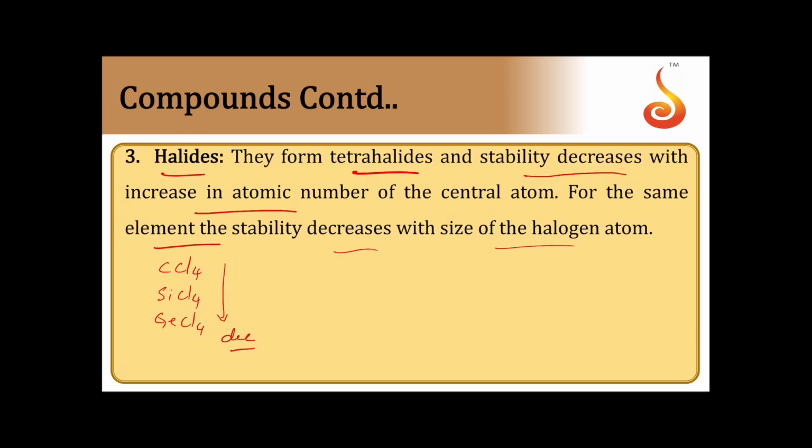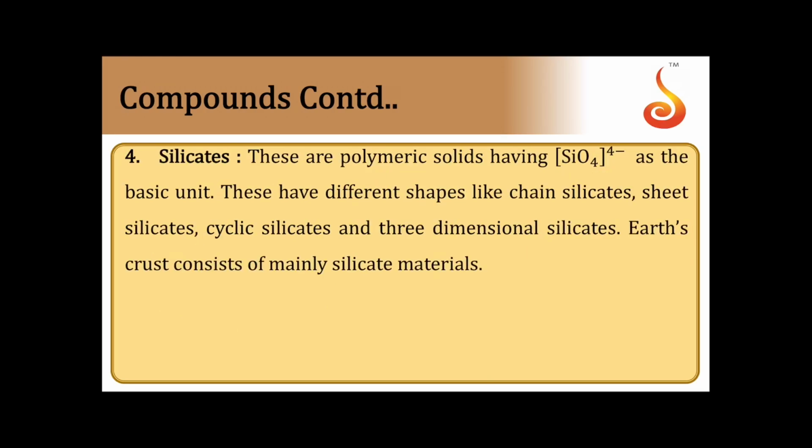Now when you take a particular atom, say CCl4, then CBr4 and CI4, the stability of these molecules is gradually decreasing, in decreasing order, because the size of the halogen atom is increasing. So the stability of the molecules down the group decreases. If you take a particular element also, it will decrease as the size of the halogen atom increases. Then comes silicates.